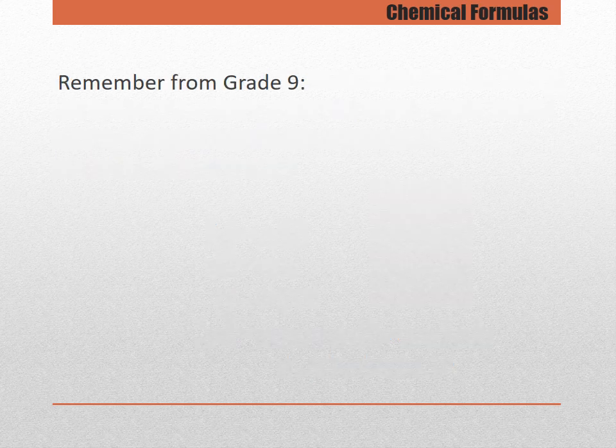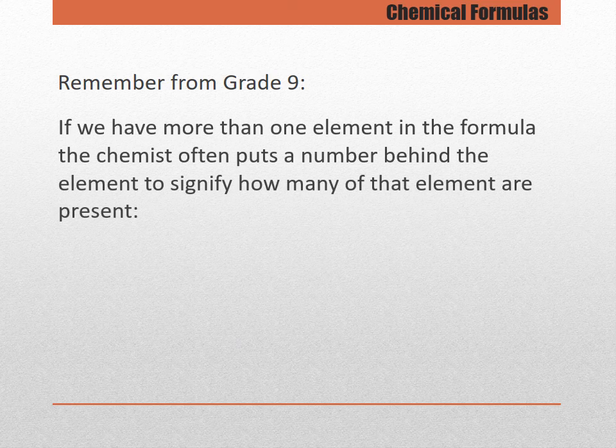So a quick refresher from grade 9. Remember that if we have more than one element in the formula, the chemist often puts a number behind the element to signify how many of that element are present. So if we have a formula like CH4, we've been given one C, and H's, there's 4 of them. If it's H2O, H's, there's 2 of them. Oxygen, there's 1 of them.